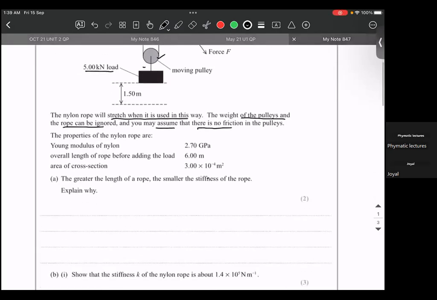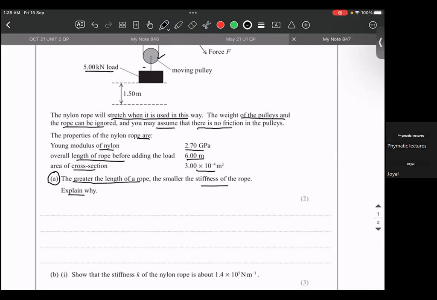The properties of the nylon rope are: the Young's modulus is 2.7 gigapascal. The overall length of the rope before loading is 6 meter. The cross-sectional area is 3 times 10 to the power of minus 4 meter square. So the first question we need to address is: the greater the length of a rope, the smaller the stiffness of the rope. Explain why.